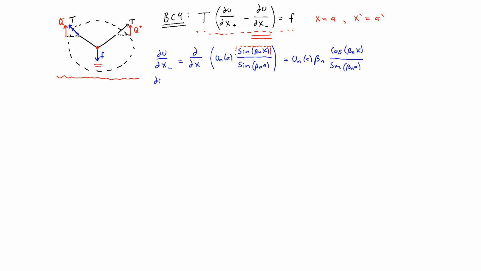Therefore, the derivative of u with respect to x minus for x equal to a gives us un of a beta n, and then 1 divided by the tangent of beta n a. That's also written as un of a beta n, the cotangent of beta n a.